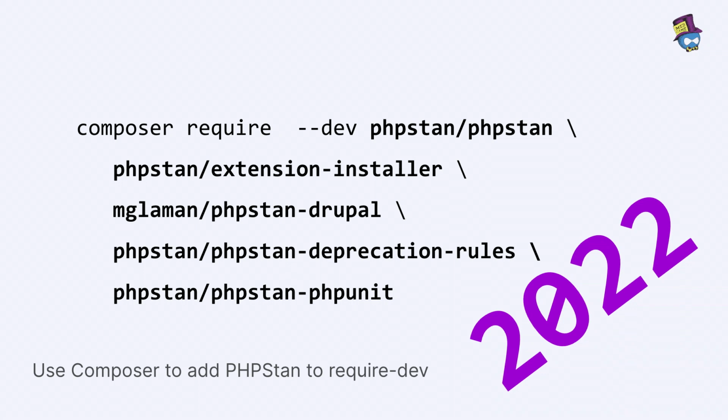What I think is really cool is just 2 years ago, this was the command. It was require phpstan, the extension installer, phpstan-drupal, the deprecation rules, and phpstan-phpunit. And even before that, by another year, there was no extension installer, so you had to configure it manually to have all the extensions run. So I think that's really cool, how far we've gone as a community in adopting this and writing better code.